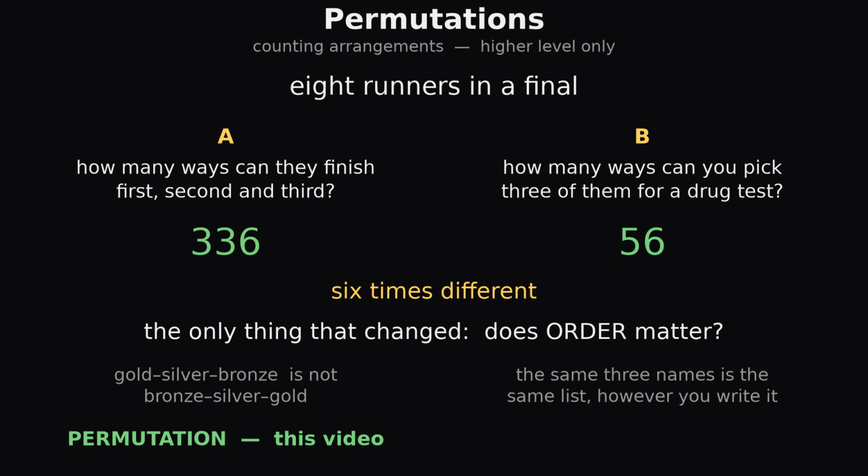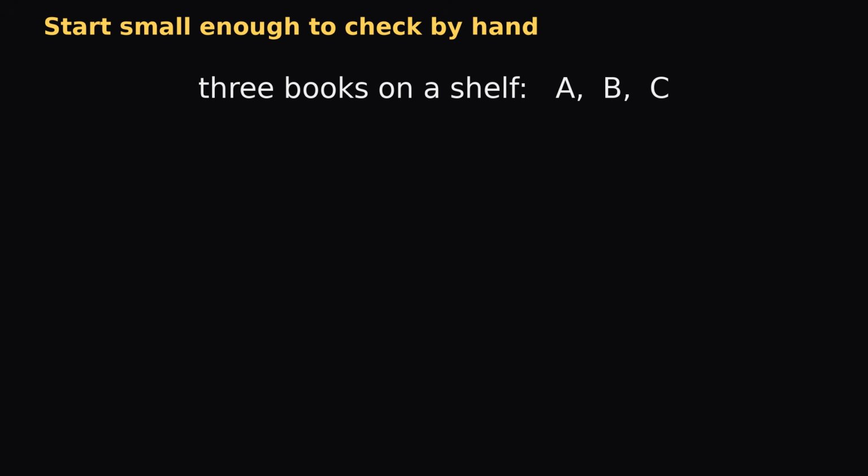Order matters. That is a permutation. And that is this video. Order doesn't. That is a combination. And that is the next one. Get that one question right, and the rest is arithmetic. Let's start small enough to check by hand.